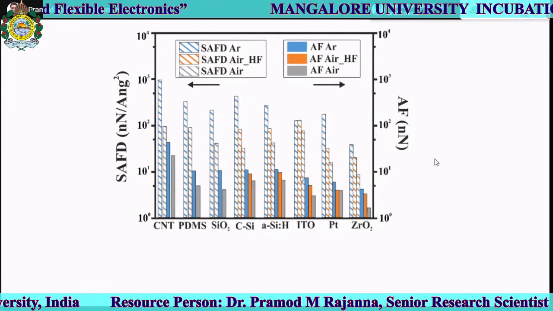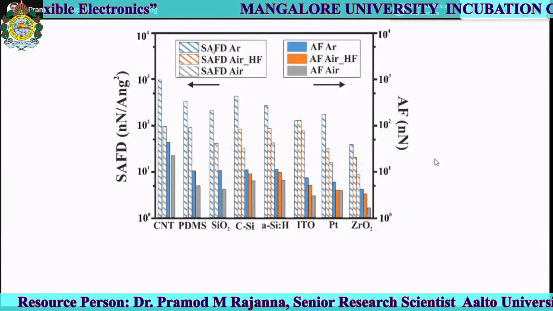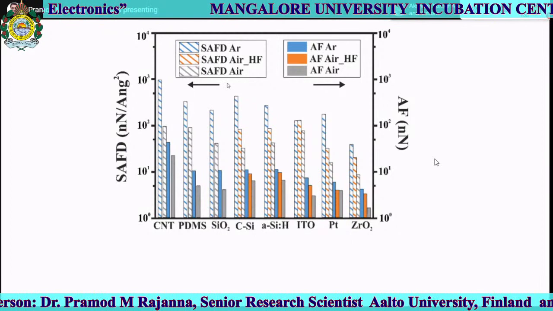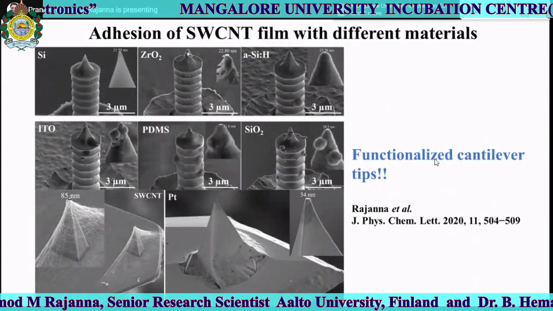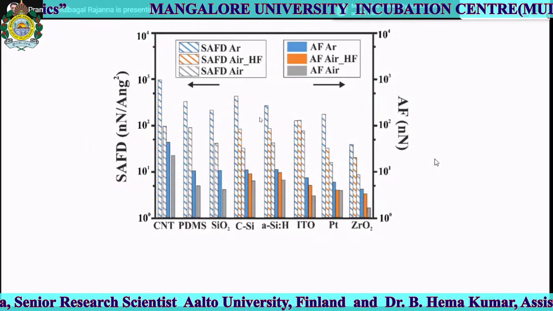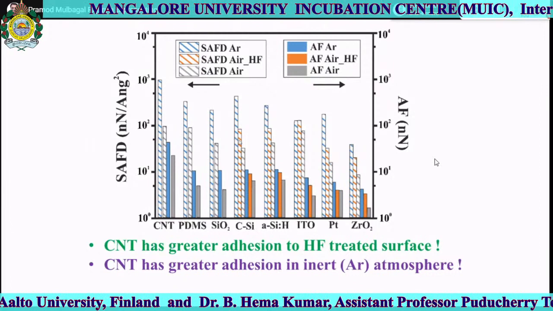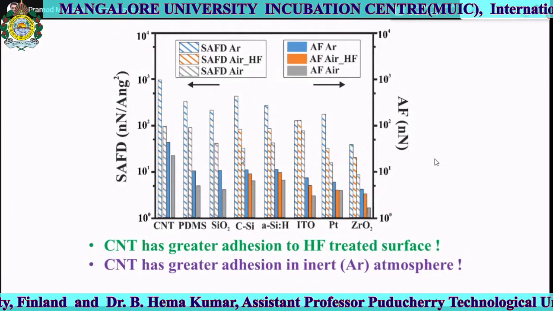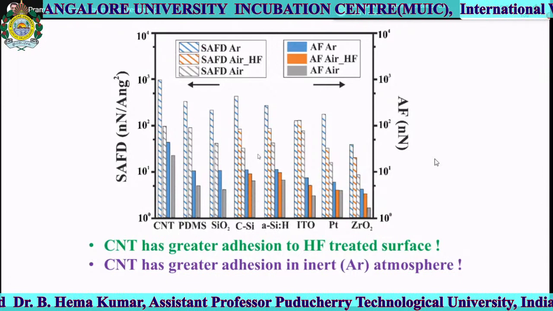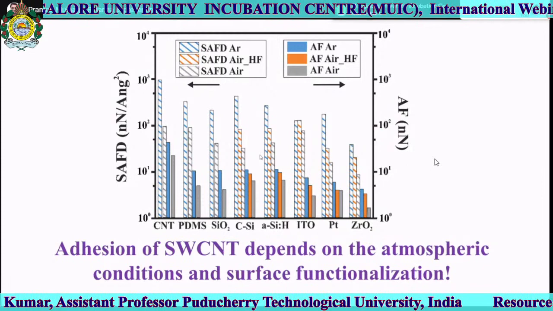So what you basically see on the left hand side is the adhesion force density, which is devoid of the cantilever radius. When I say radius, it is the radius of these tips. If we negate the radius of the tip, then what we would be seeing is only the material to material adhesion. When we do this, we clearly see that the adhesion force of the carbon nanotubes is much higher in inert atmosphere than in air, but the adhesion significantly improves after the HF treatment when performed in air. So this is the conclusion that we would make with this study: the adhesion of the carbon nanotubes completely depends on the atmospheric condition and the surface functionalization of the given substrate.